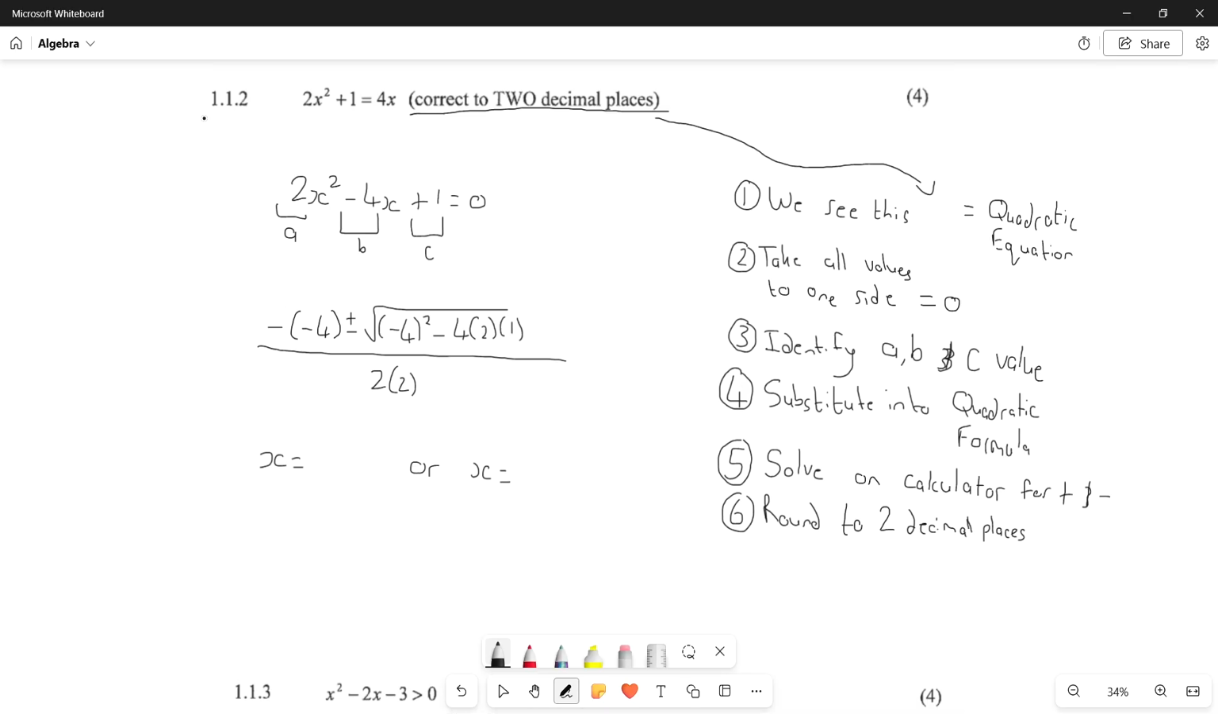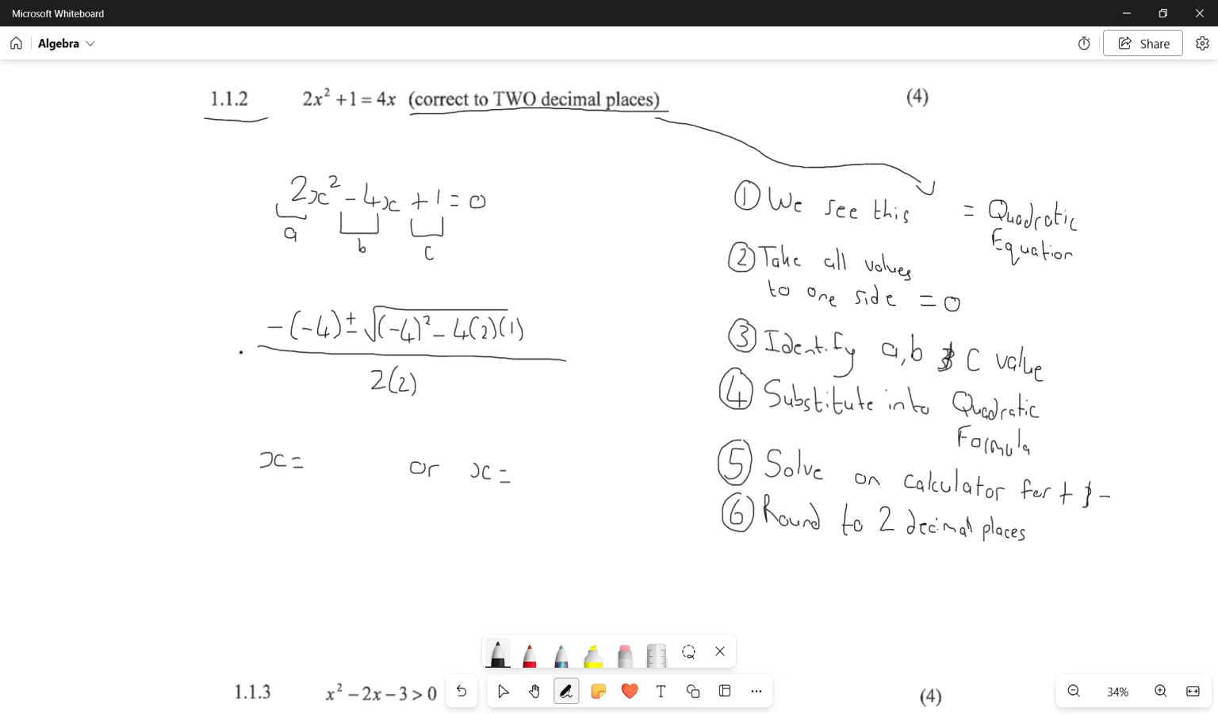Question 1.1.2, we have a quadratic equation. We know this because we can see it says correct to 2 decimal places. Okay, so what we have is we already have it in almost the quadratic form. 2x squared plus 1 equals 4x. So if we take the 4x over and arrange it in the format of x squared, then the x, and then the value without the x, we can then get our a, our b, and our c from our quadratic equation because it equals 0.